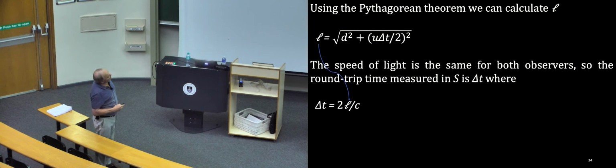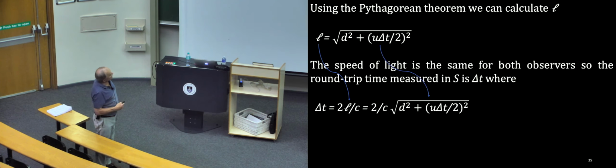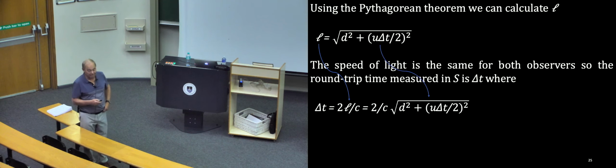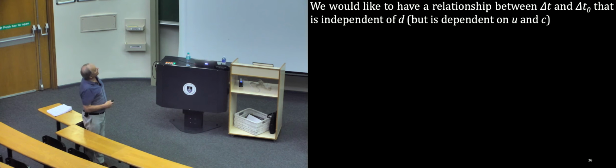So the round trip time measured in S is delta t, where delta t is equal to 2L over c. There's L over there. If I plug L into the equation, then you get delta t is equal to 2 over c times that square root sign there. Stop me if I'm getting it wrong, or if you would like more of an explanation. But what we would like is a relationship between delta t and delta t naught that is independent of d, but is dependent on u and c.